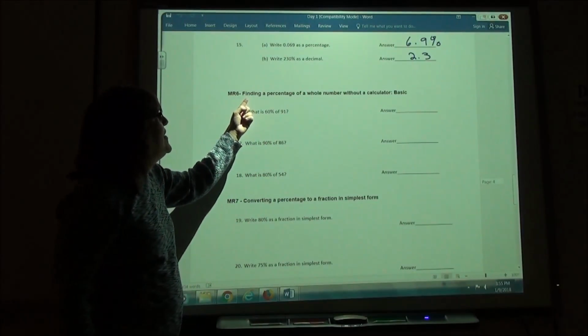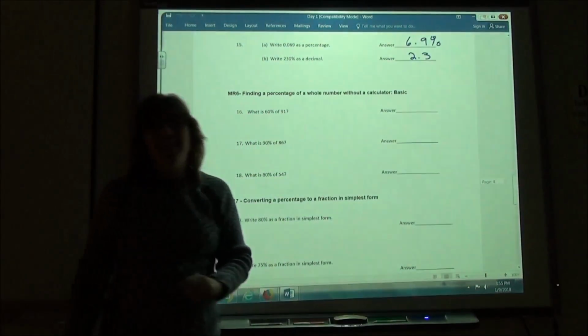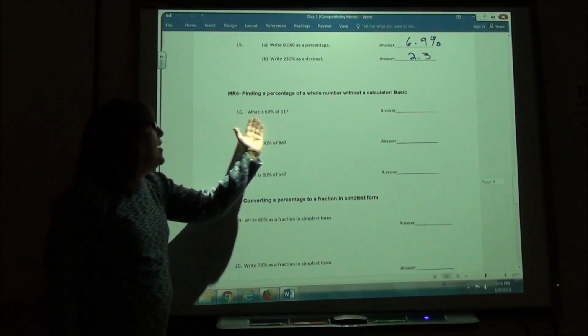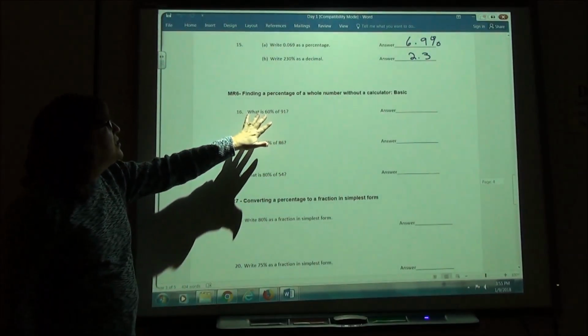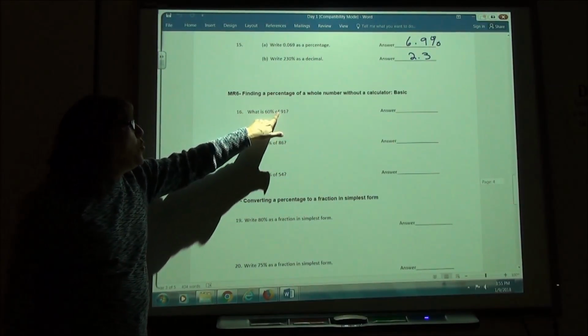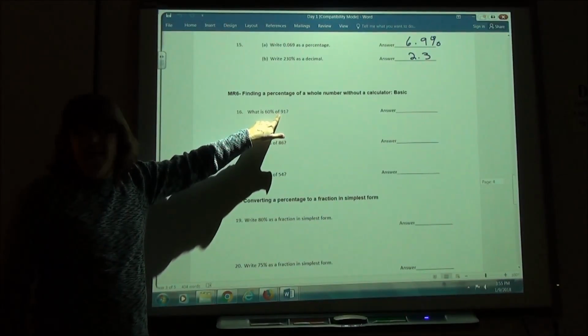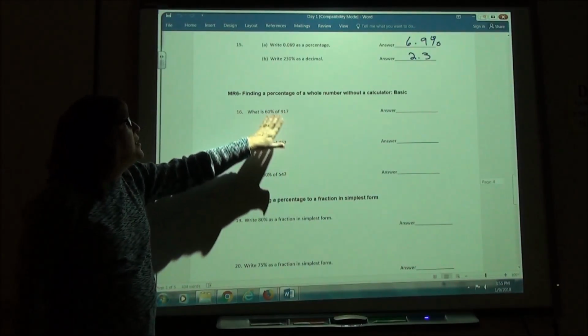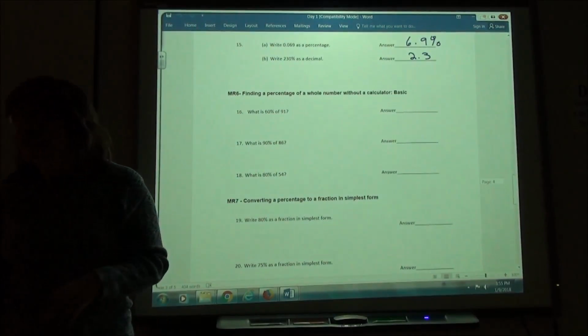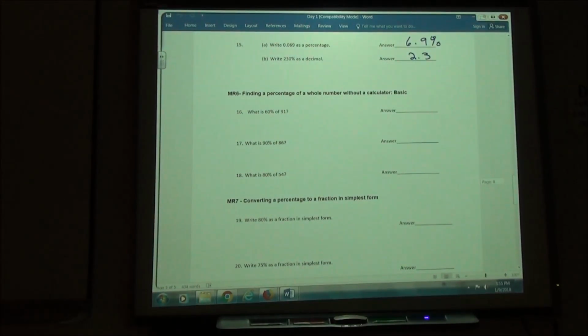Now, on these ones, they tell you that you're supposed to do it without a calculator. I don't care if you use a calculator or not. But in algebra, if I am translating this, the word is your equal sign. The word of is multiplying. So on these first ones, if I'm going to do 60% of 91, I'm just going to take 60% times 91. First of all, I need to change my percent to a decimal.